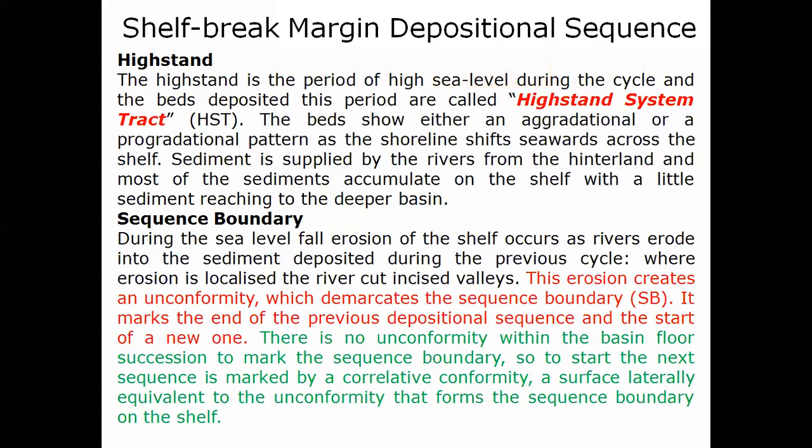I stand. That means after that what will happen? It will gradually fall, or the shoreline will move towards the sea. Now the sequence boundary, SB. During the sea level fall, erosion of the shelf occurs as rivers erode into the sediment deposited during the previous cycles. Where erosion is localized, the river cut incised valleys. This erosion creates an unconformity which demarcates the sequence boundary.